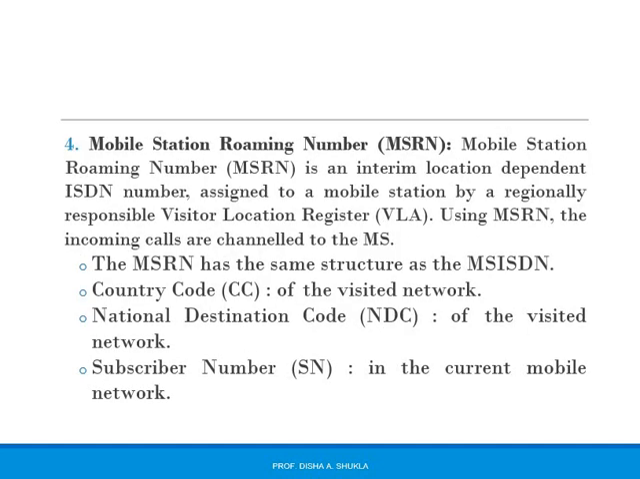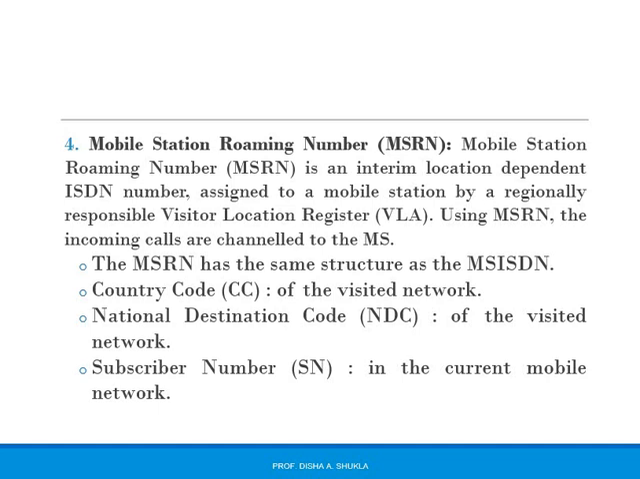The fourth thing is the mobile station roaming number. The MSRN is an interim location-dependent ISDN number that is assigned to a mobile station by a regionally responsible visitor location register. Using the MSRN, incoming calls are routed to the MS. Whenever the user is not in its own home location, the visitor network assigns a roaming number to it, and that is called the mobile station roaming number, or MSRN.